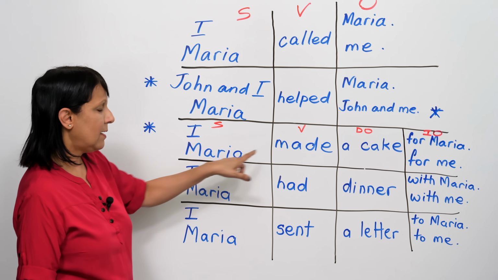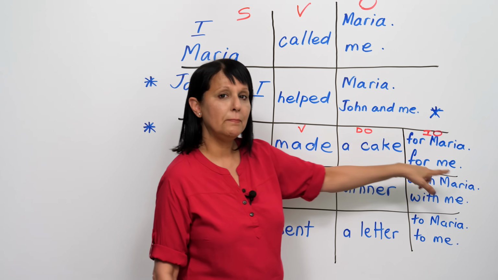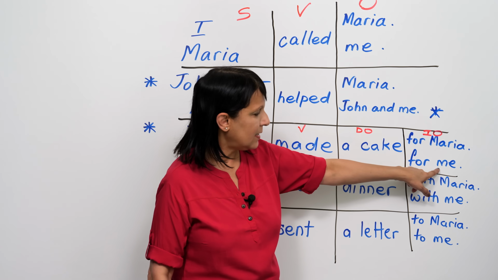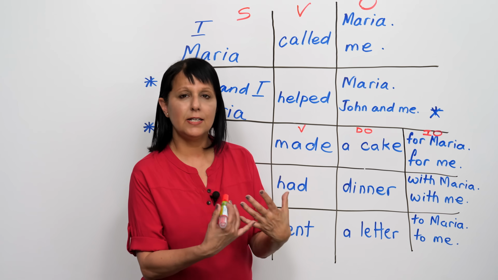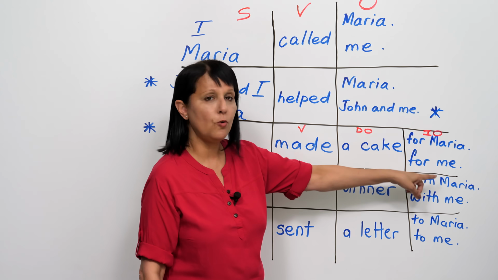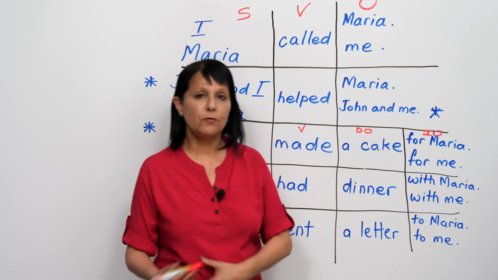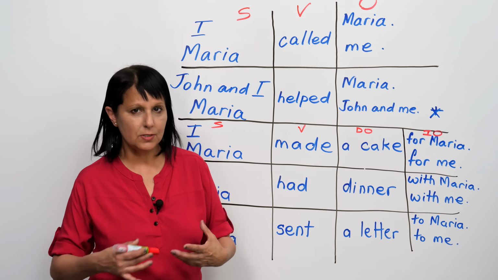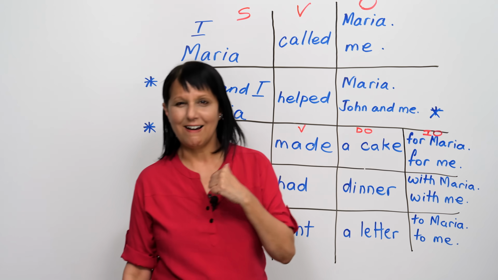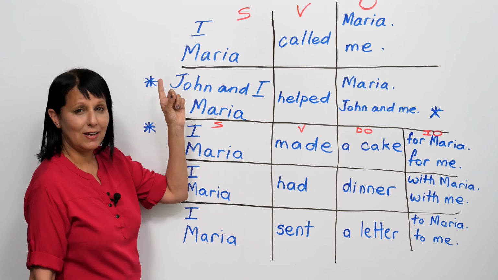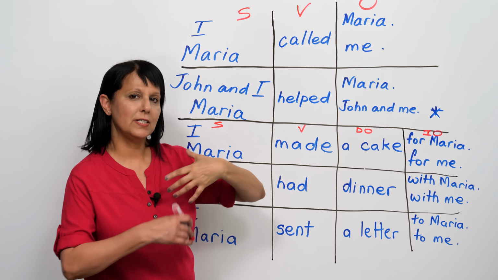Now, Maria made, verb, a cake, same thing, for me. So again, you will see that me is in this position, and me is very often after any kind of preposition. Here we'll see for me. Here we'll see with me. Here we'll see to me, before me, after me. Okay? Any preposition, what comes after that is going to be this word, me, not I, because I is on the other side. It's the subject. Okay? But after any preposition, you're going to say me.